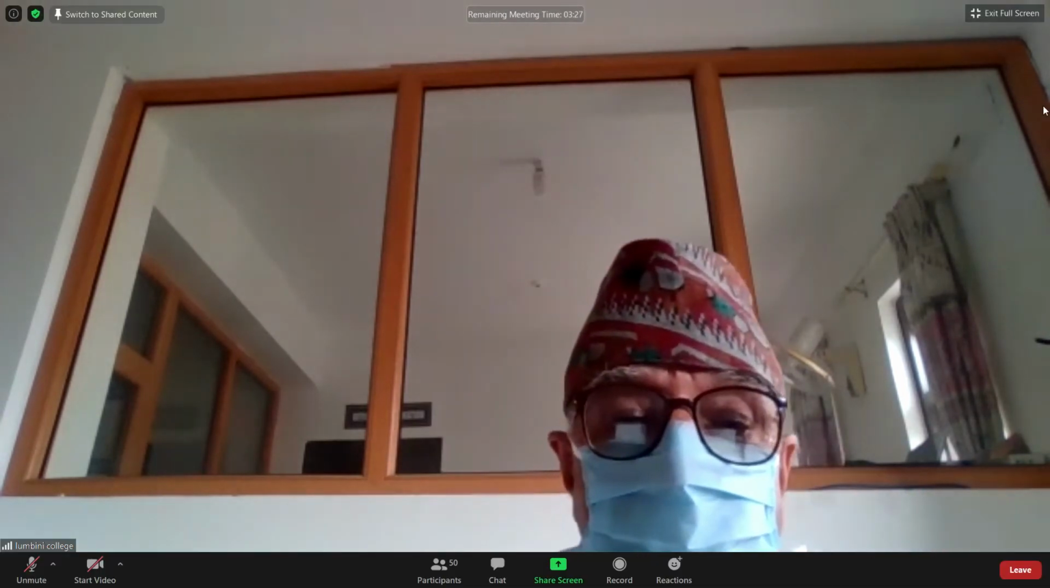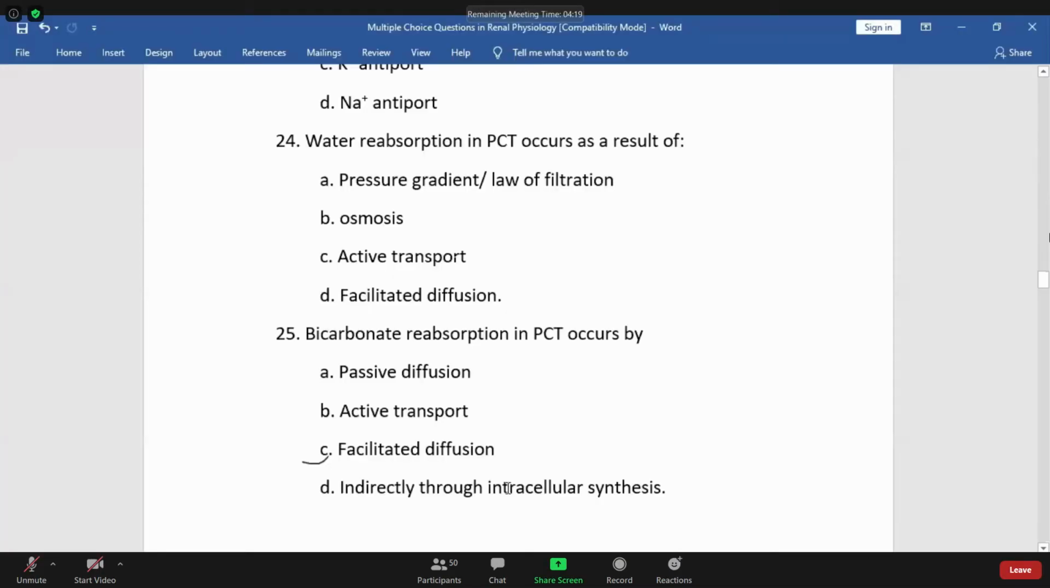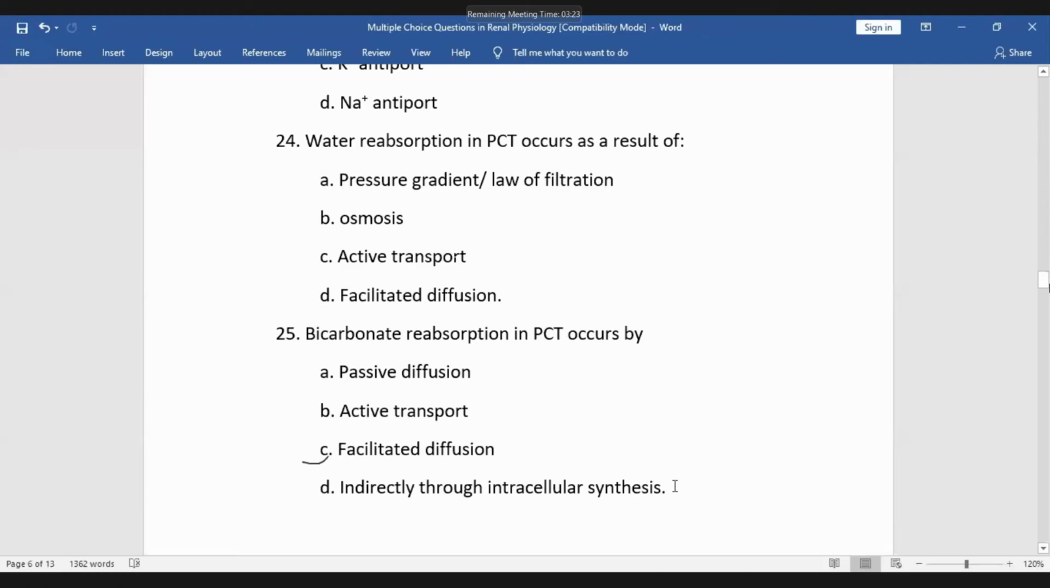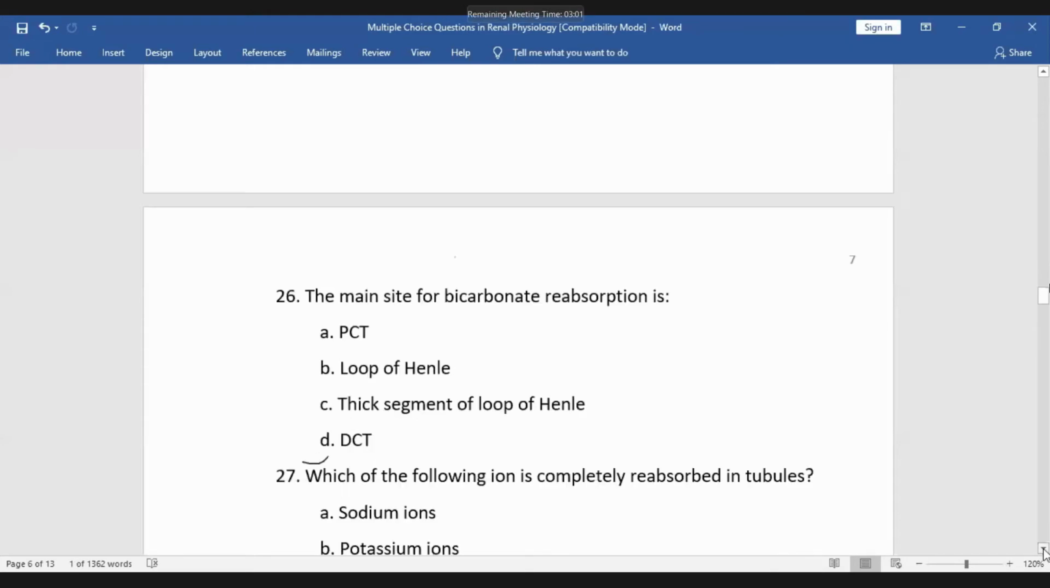So this is what we call indirect reabsorption through intracellular synthesis. A new bicarbonate ion is produced, synthesized in the cell, right? And this is how the bicarbonate reabsorption occurs in the PCT. So try to remember, D is the correct answer here. The main site for the bicarbonate reabsorption is the PCT. There is no doubt about that.